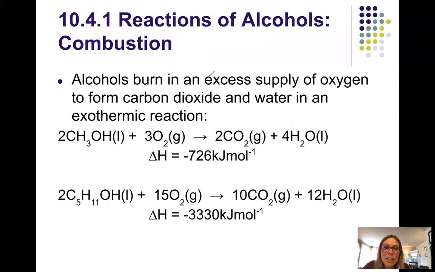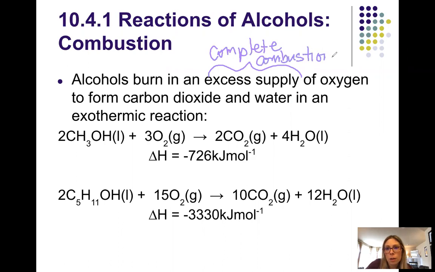Okay, so if we've got an excess supply of oxygen, we know that this is going to be complete combustion. My handwriting looks terrible, but hopefully you can read it. So it's complete combustion, and we know that any kind of complete combustion reaction is going to yield carbon dioxide and water molecules, and then these are going to be balanced, and we know also that they're exothermic, which is going to give us that negative delta H value.